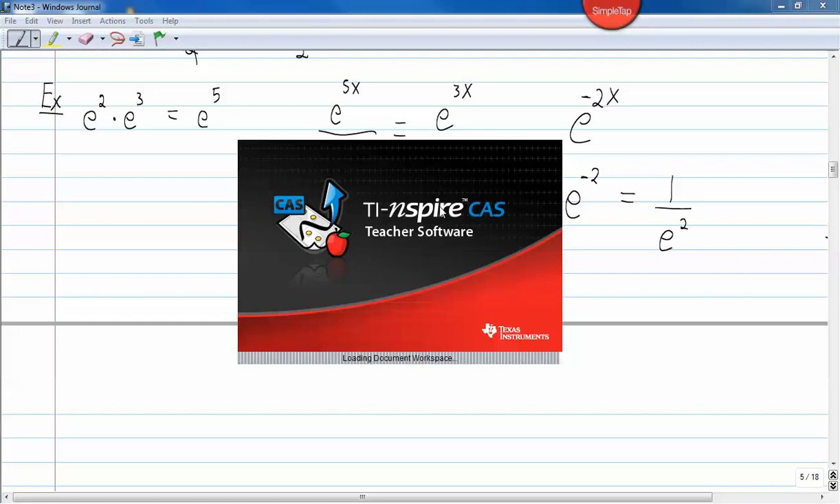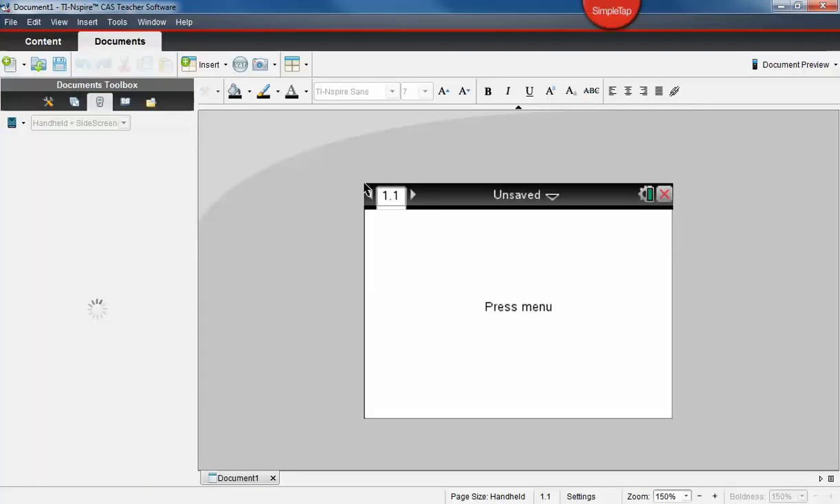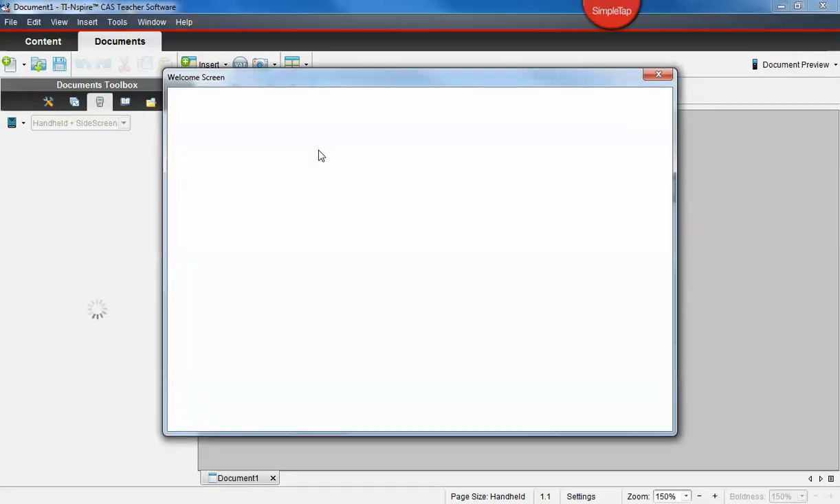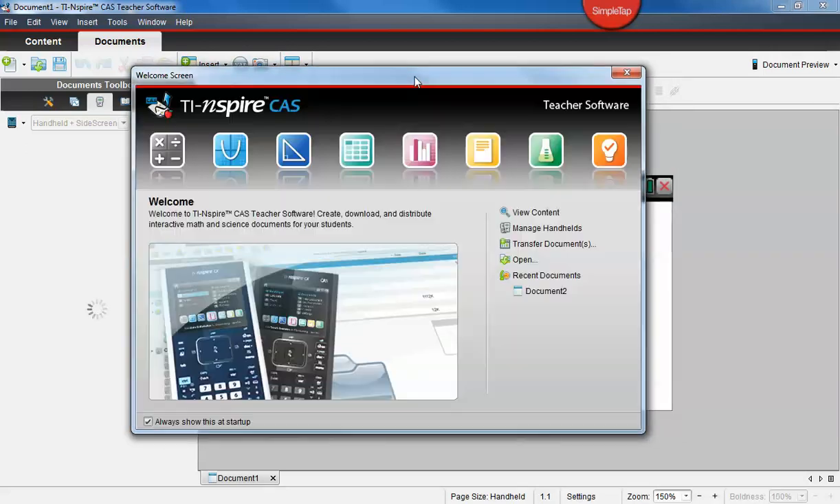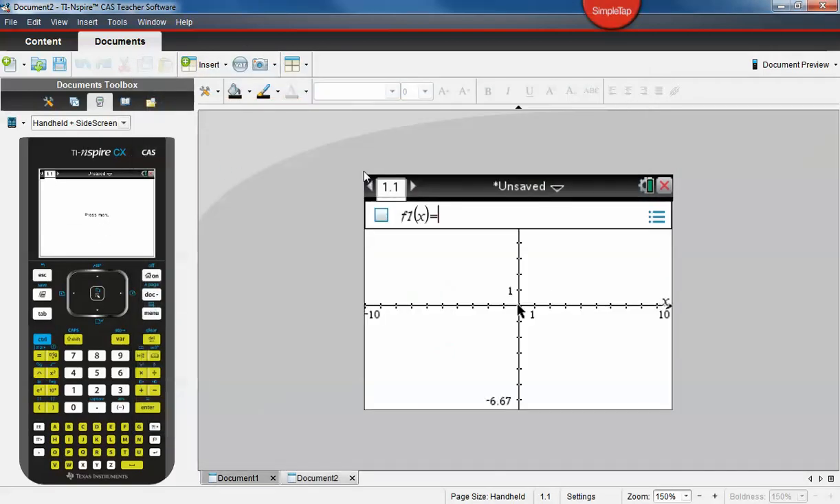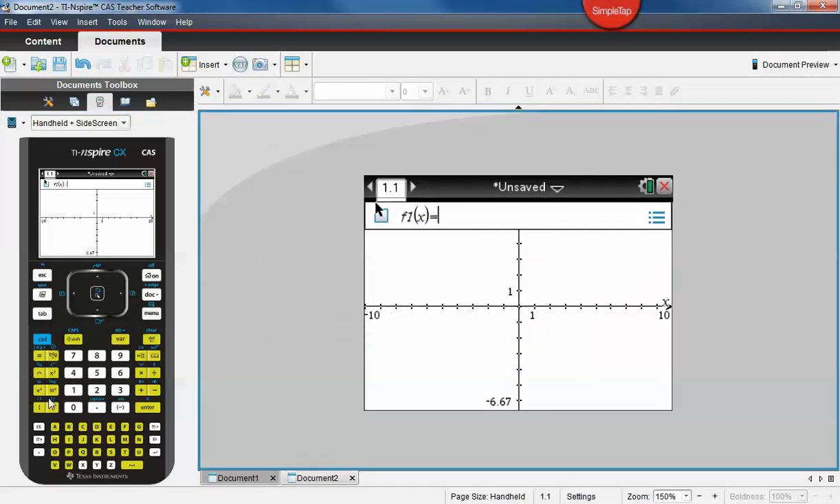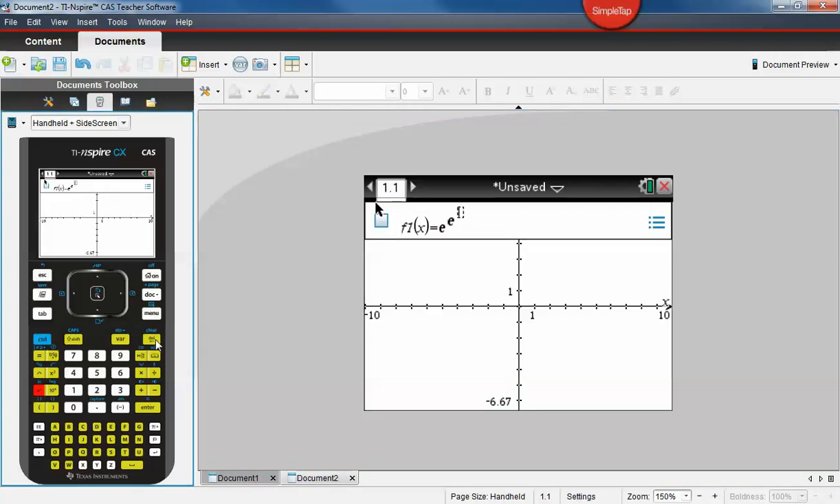We don't use that function. It probably could be used somewhere. But the transcendental number e usually is used with a power of x, or some number times x, I'm sorry, as the power. So let me just throw this in here real quick. So I want to graph e to the x.